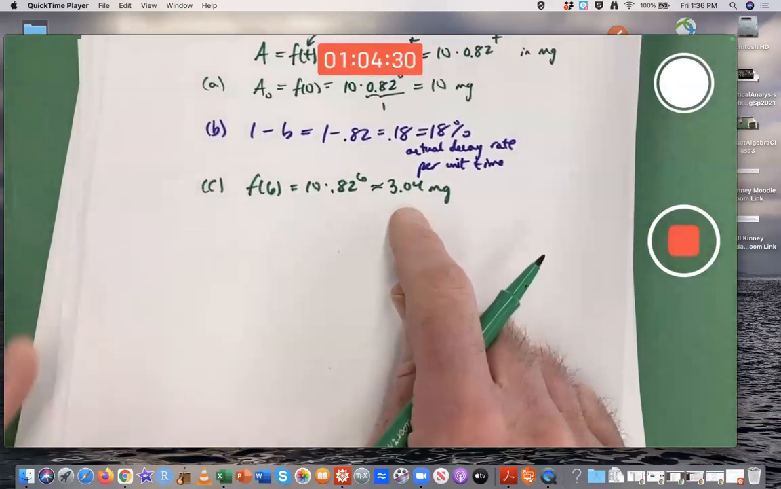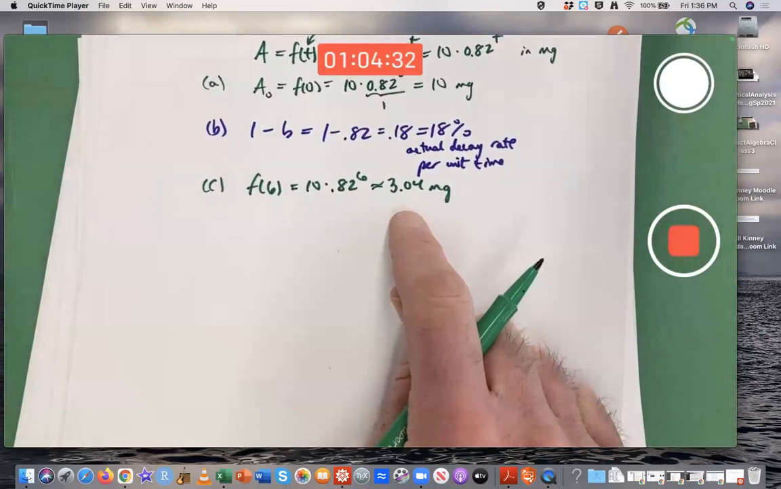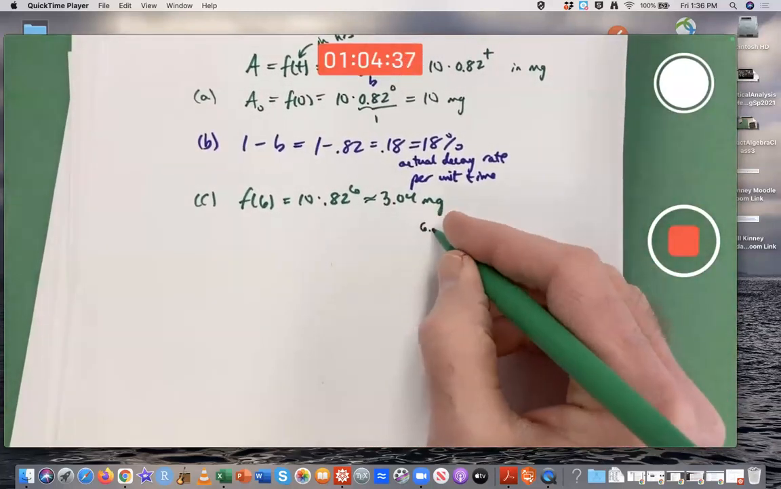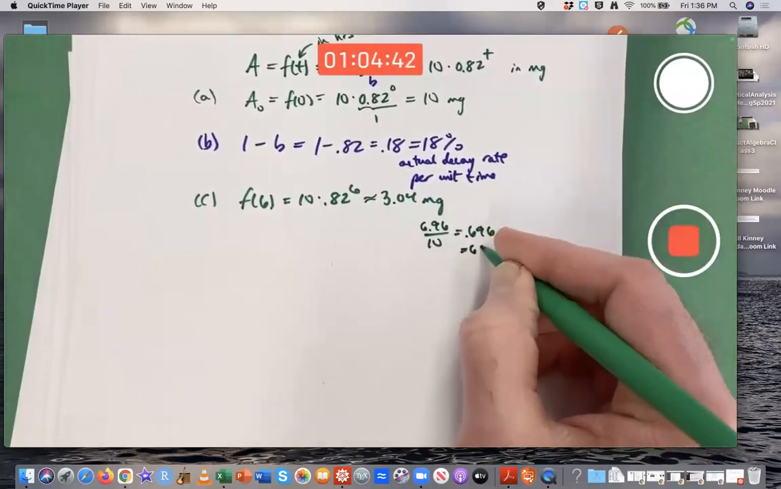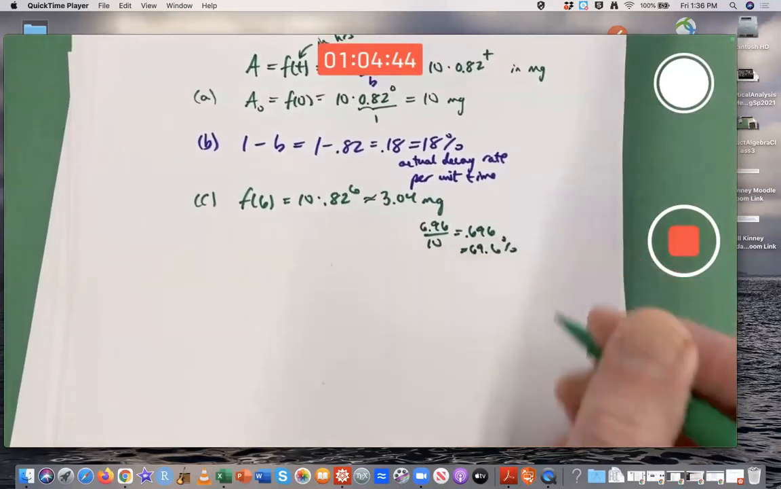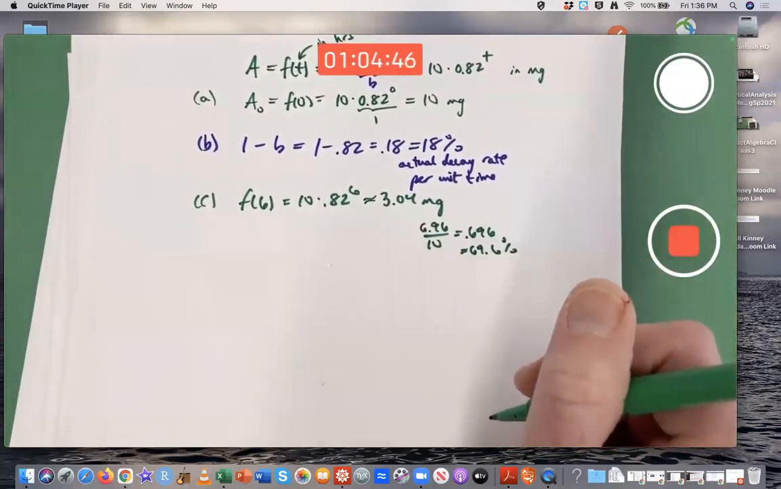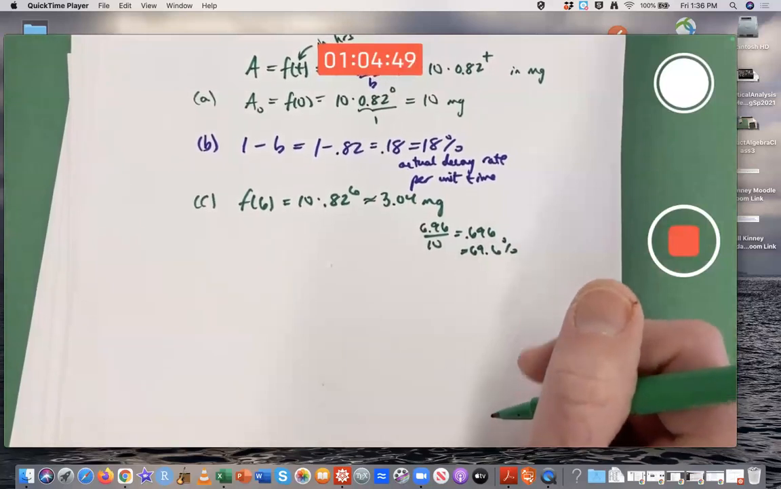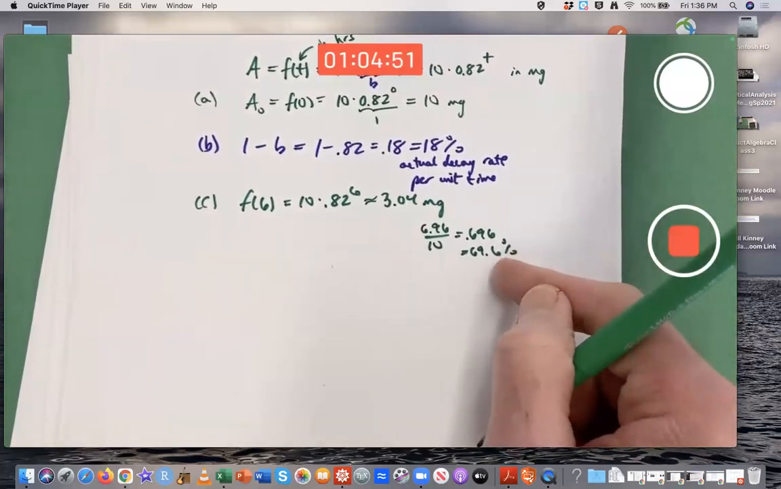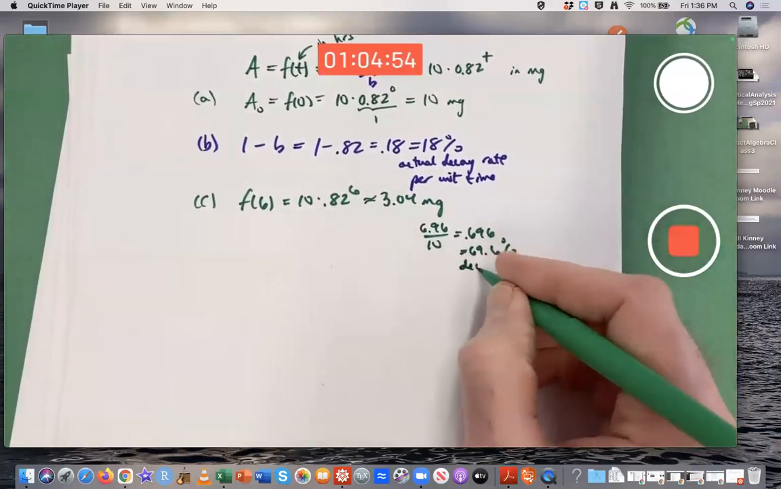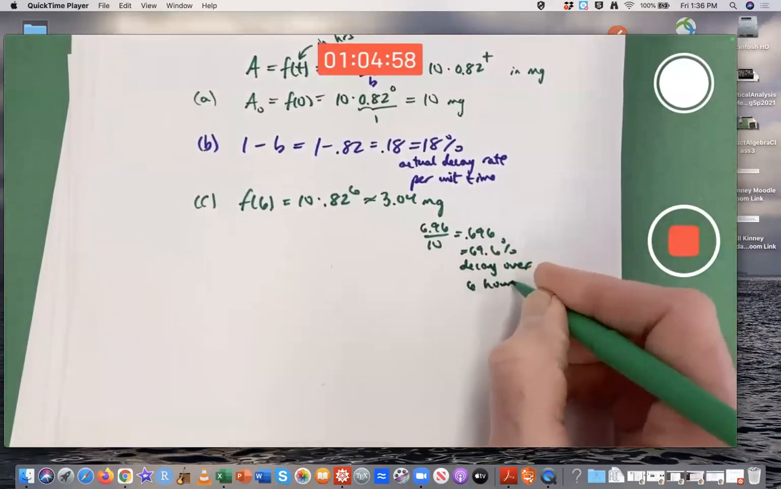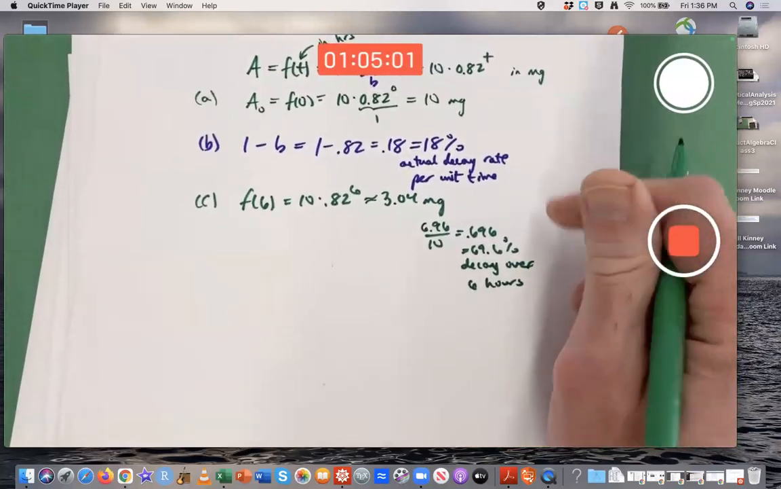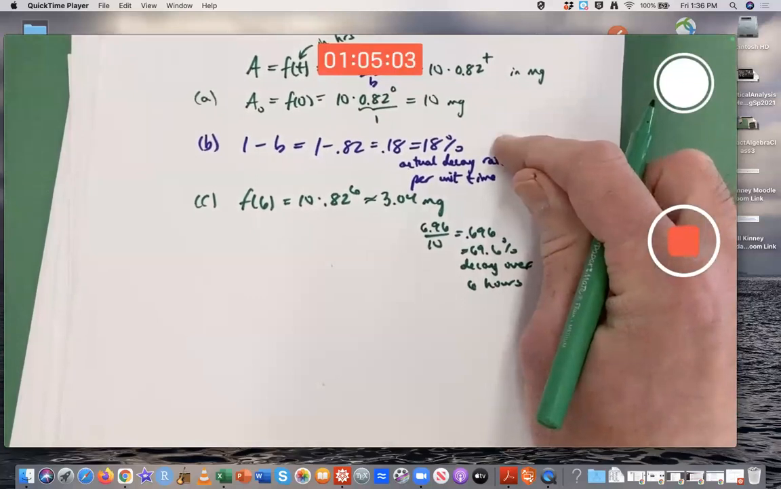If you were asked for the percent decay of that, the amount of decay is 6.96. 6.96 divided by 10 is 0.696, or 69.6% is the amount of decay over 6 hours. Notice this percent decay over 6 hours is not 6 times 18%.